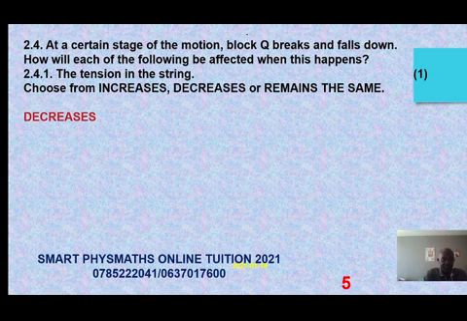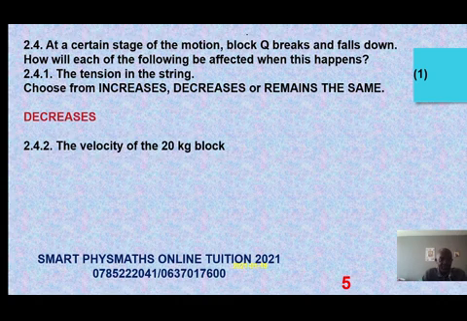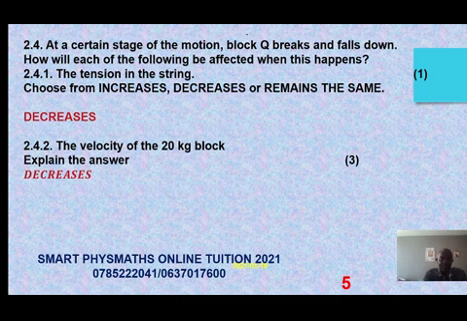Let us proceed. Then 2.4.2, they say, what about the velocity of the 20 kilogram block? If the tension decreases, they also say explain your answer. So what is happening here? Now here we see that the velocity of the block is going to decrease. Now the question is, why does it decrease?